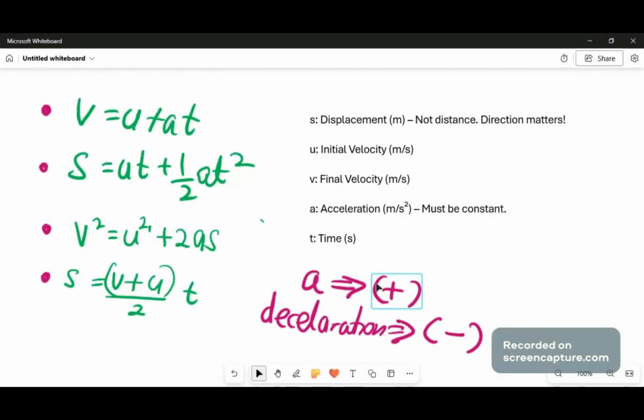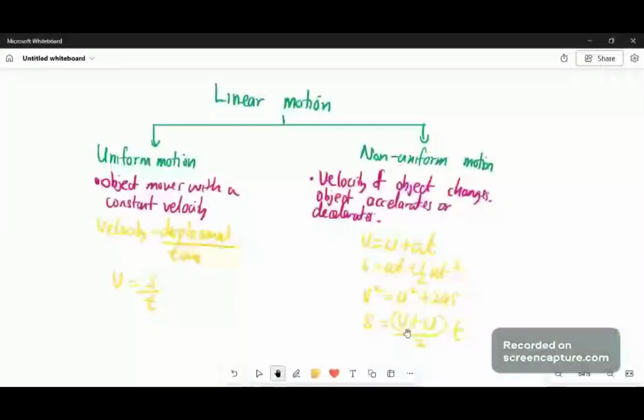The four kinematic equations are V equals U plus AT, S equals UT plus half AT squared, V squared equals U squared plus 2AS, S equals (V plus U) divided by 2, times T. We are using these kinematic equations to solve problems associated with linear motion. Linear motion means motion in a straight line.